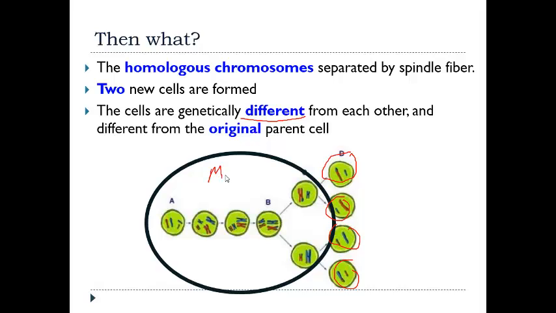So inside this circle is meiosis 1. And meiosis 1 includes a prophase 1, a metaphase 1, an anaphase 1, and a telophase 1 as well. And we end up with these two cells that are genetically different.